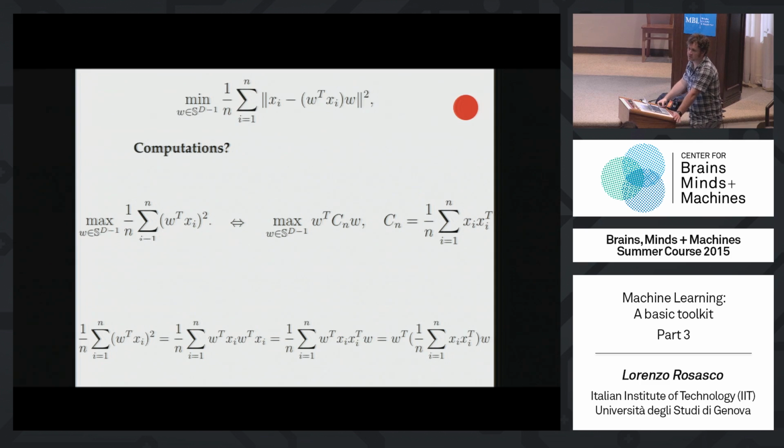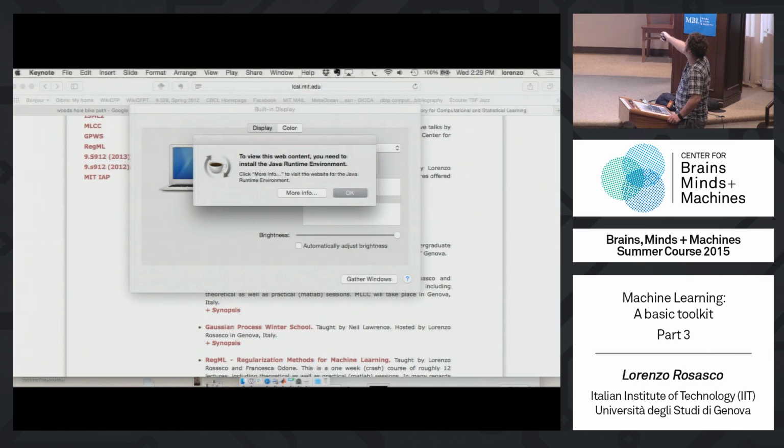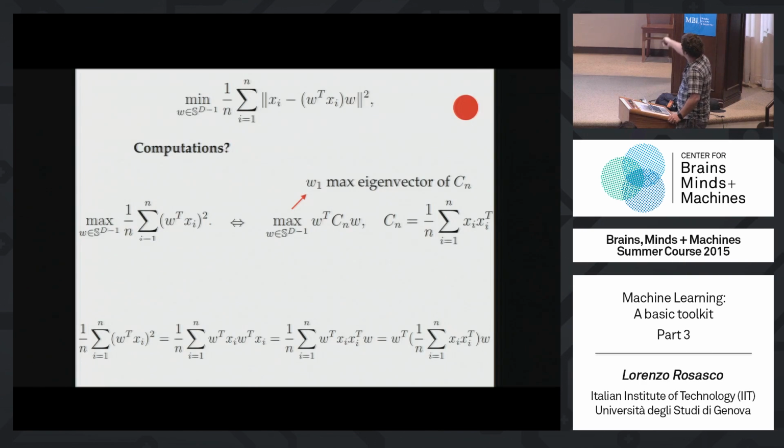And at this point you can still ask me who cares, because you're just keeping on rewriting the same problem. But it turns out that, essentially using Lagrange theorem, it is relatively simple to do. You can check that the solution of this problem is the maximum eigenvector of this matrix. Okay, so this you can leave as an exercise.